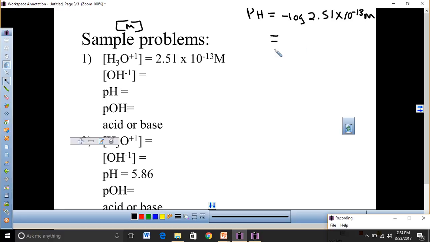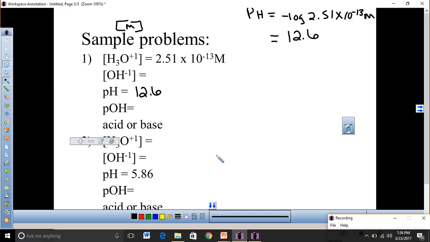As far as pHs are concerned, normally I like you to go out 2 decimals unless they just kind of come out to be pretty even. This one comes out pretty even to be 12.6, so you don't have to put 12.60. For these guys, I would like 3 sig digs. For these, I'd like 2 decimals. So that is the pH. pH is a negative log of that, so 12.6.